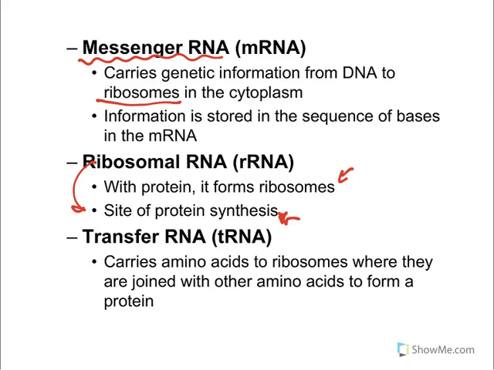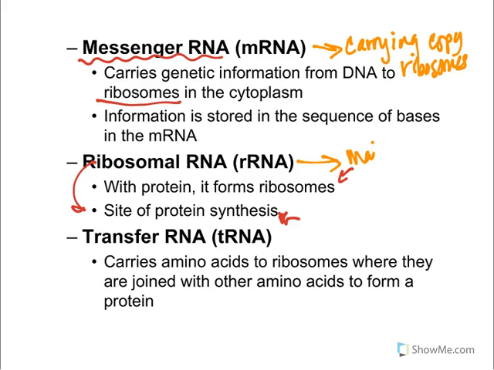So if we want to go back to function, messenger RNA is carrying the copy. It carries the copy to the ribosomes. Ribosomal RNA makes the proteins now. It has the code, now it's going to make it. And transfer RNA, tRNA, is going to carry those amino acids that we saw to the ribosomes, where they join other amino acids to make proteins. So this is going to also help make proteins.